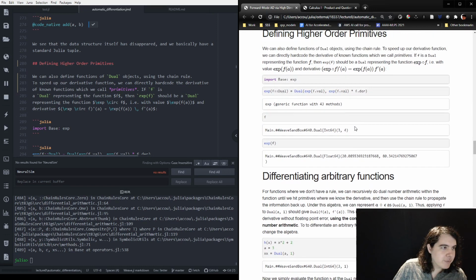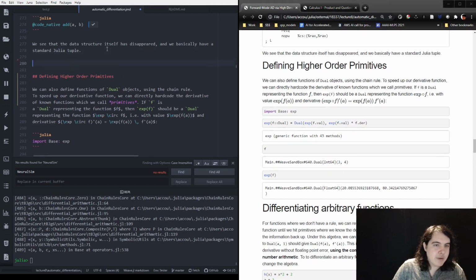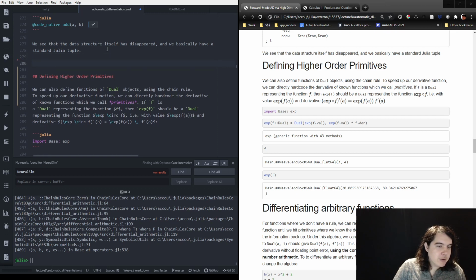So let's go a little bit further and define this higher order primitive. Let's say we want to do the exponential of f. Exponential just stands for e to the f, right? So this is e to the f of x. Well, how do we define this object? It has a value portion and a derivative portion. The value portion is just going to calculate the exponential of f of x. The value portion always just pushes the operation on the value.